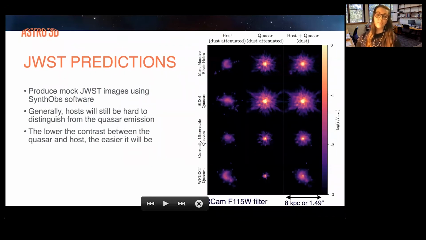And so with James Webb, it's still going to be very difficult to distinguish the host emission from the quasar emission. However, we find that the lower the contrast between the quasar and host galaxy, the easier it will be to detect the host galaxy. And so it's not necessarily looking at the faintest quasars that will be helpful, but the quasar needs to be faint relative to the host galaxy.